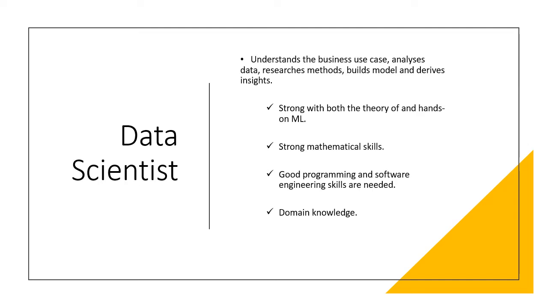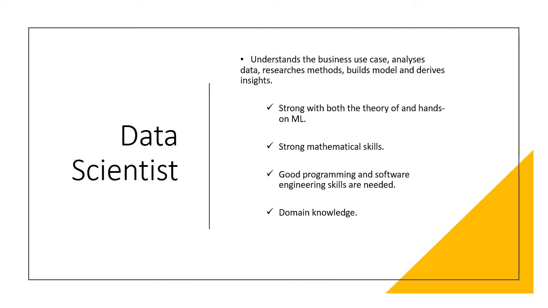Now let's look into the data scientist role. A data scientist is responsible for basically building the models. He or she will understand the business use case, analyze the data at hand, research different methods that are suitable for the given problem, and build the model and derive the insights. So they should be really good at both the theory and hands-on side of machine learning, because they will be actually building the models. They should also have good mathematical skills, because without that they might not be able to understand what method suits the problem at hand. So it is good to have strong mathematical skills.